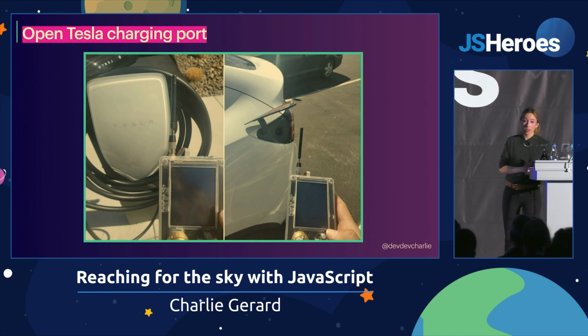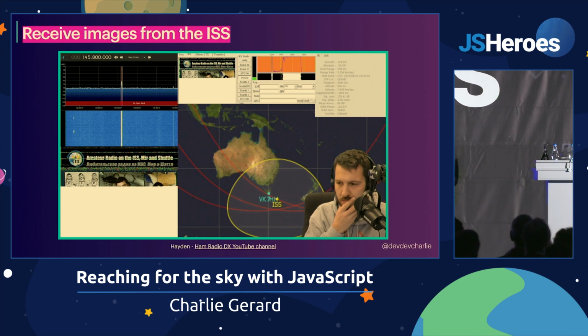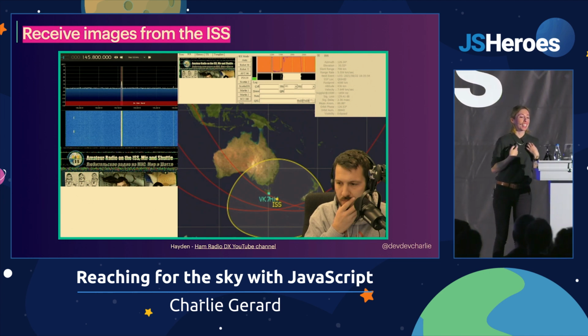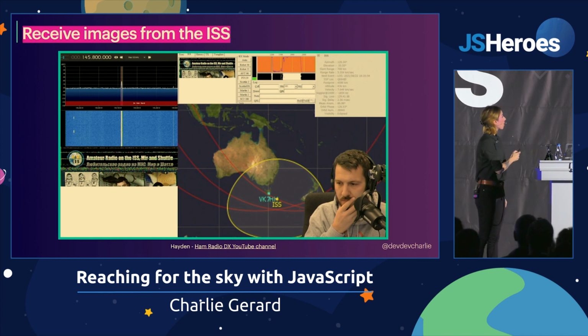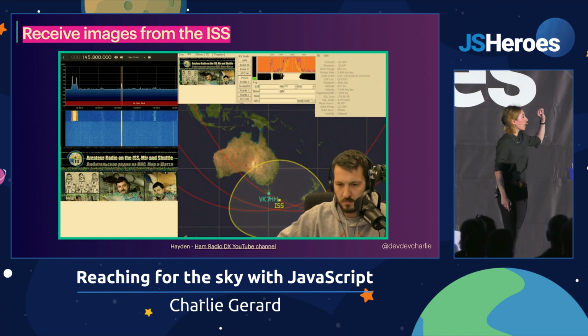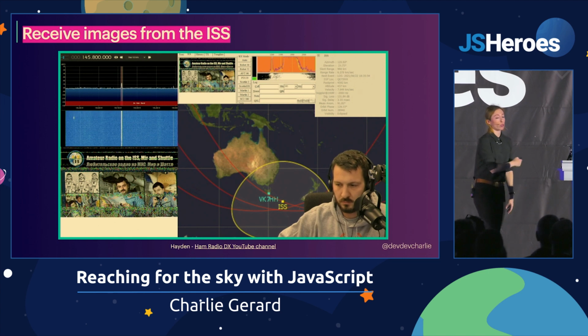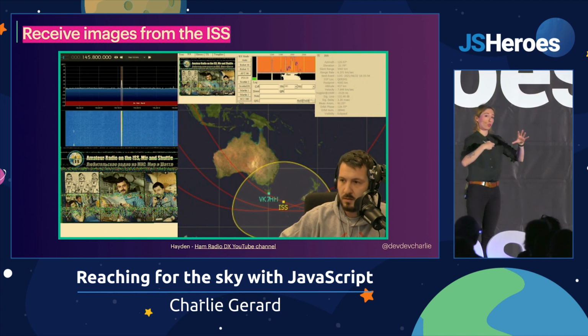Another thing that I really want to do is receive images from the International Space Station. Obviously, that's something I haven't had the time to do yet, but I wanted to. It's a sped up video, but you can see that this person lives in Tasmania, and the ISS is flying over the country. The ISS might be flying over your position maybe twice a day.